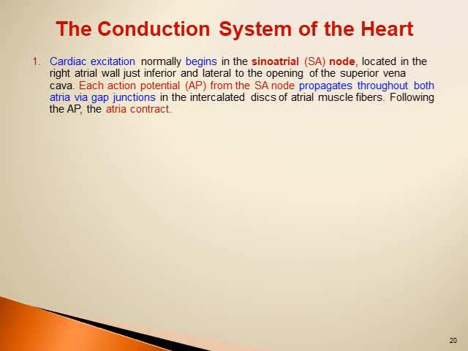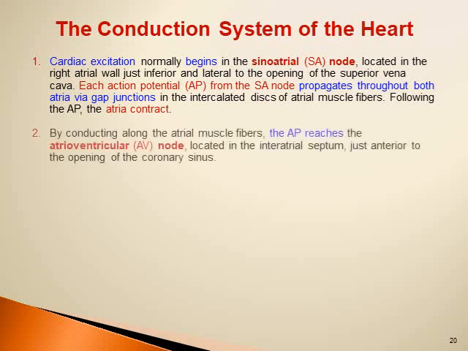So cardiac excitation normally begins in the sinoatrial node, located in the right wall just inferior and lateral to the opening of the superior vena cava. Each action potential from the SA node propagates through both atria via gap junctions in the intercalated discs of the atrial muscle fibers. Following the action potential, the atria will contract to empty blood into the ventricles.